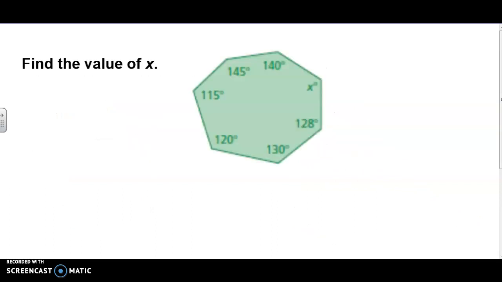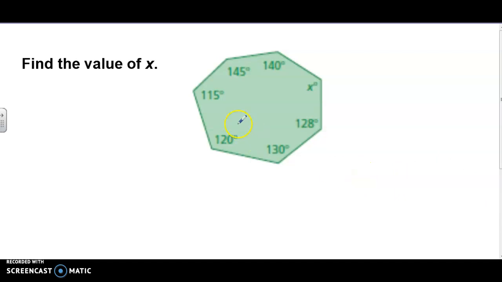Now we can use this information to find missing side lengths. So here it says find the value of x. I have a lot of different angle measures already given to me. One thing I use to my advantage is I know how to find the sum of all of them, what it should be. So I can take that value and subtract what I know, and that'll leave me with what I don't know, or in other words, x.